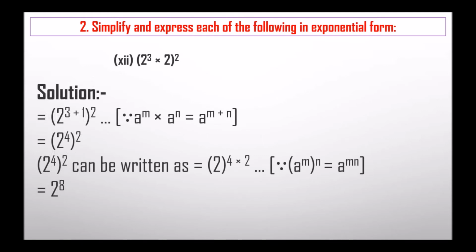Next, 2 cube into 2 whole bracket square. So 2 raised to 3 plus 1, that is 4, whole bracket square. So 2 raised to 4 into 2, that is 2 raised to 8.